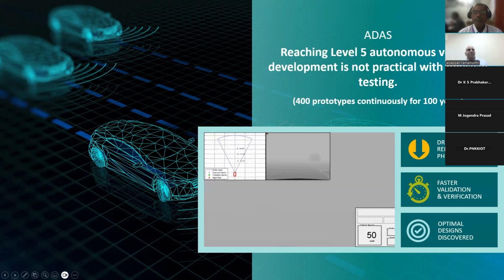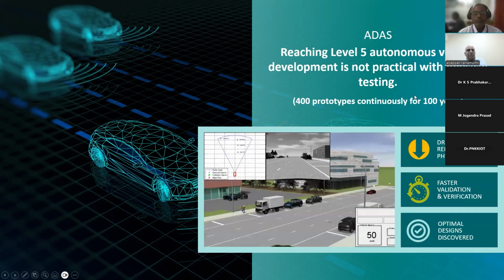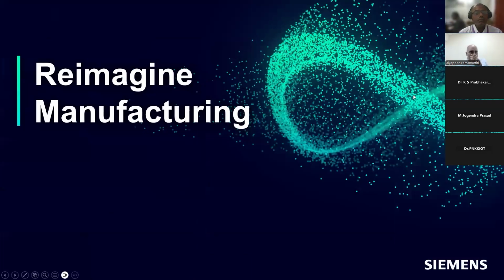If you look at it, with 400 prototypes across like 100 years of today, it needs to physically operate if it really has to learn. So that is very impractical. But the twin becomes extremely helpful in performing these kinds of things, into the reality. So we looked at a lot on the product side.